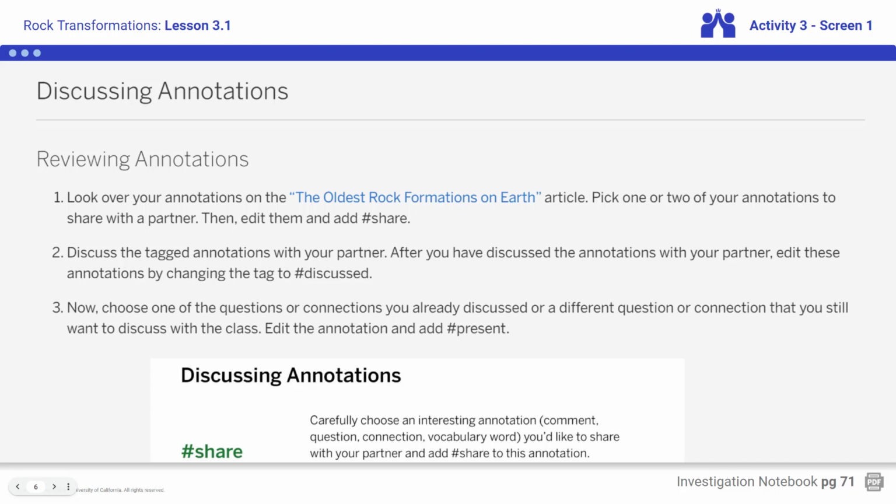Students, review and mark your annotations with share. Discuss with a partner. Change the tags of the shared annotations to discussed if you think the partner discussion gave you a deeper understanding or if your tag questions were answered. Prepare for class discussion by choosing a question and marking it with present. You can choose the same annotation you discussed with your partner if your question is still unresolved.